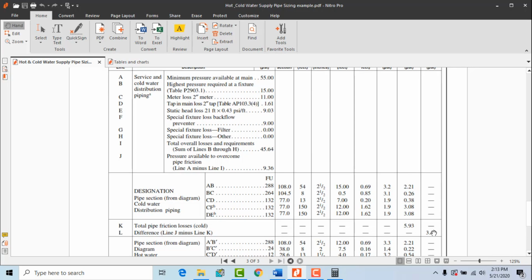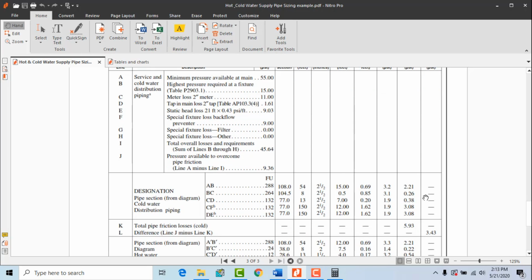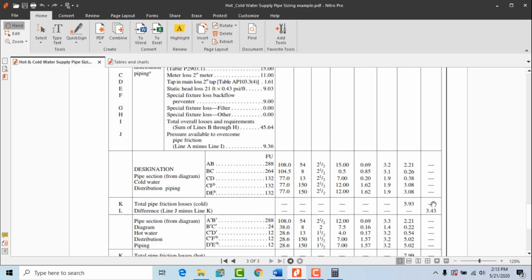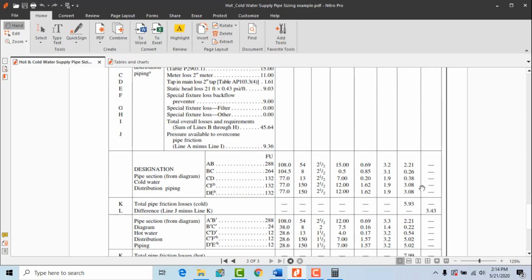If this value is negative or not positive, then what you have to do, you need to change your trial pipe size and perform the calculations once again. So you need to balance this one. This should always be positive to make sure that your design is perfect. So the sizes which we have selected over here, 2.5 inches, all are good. So excess pressure available to overcome pipe friction is 3.43.